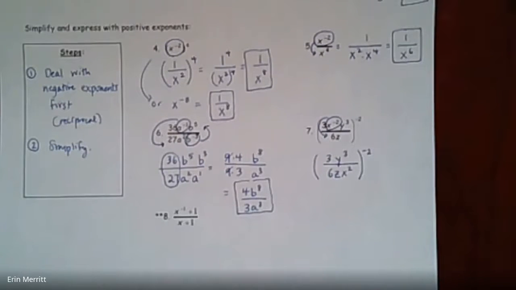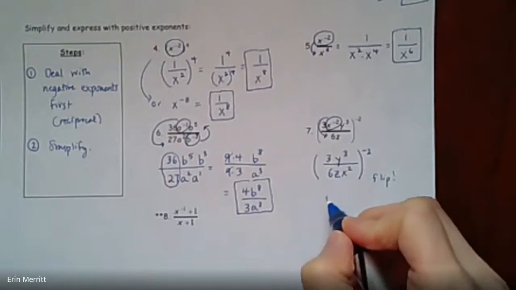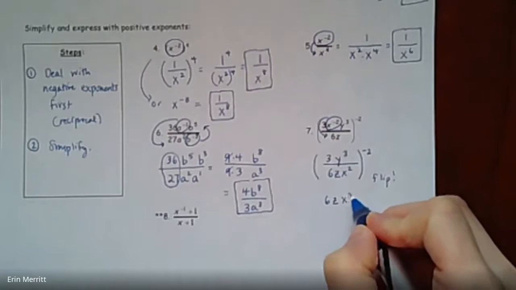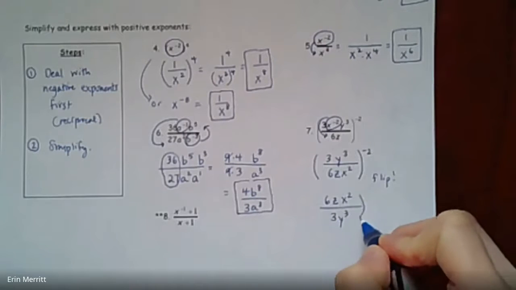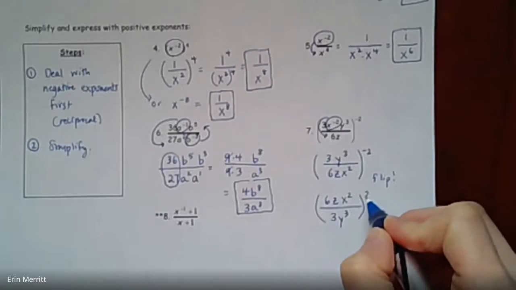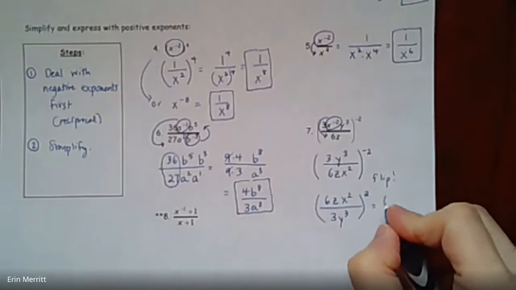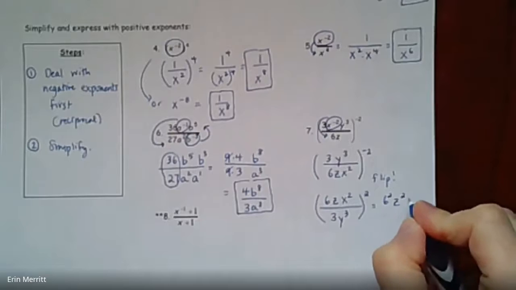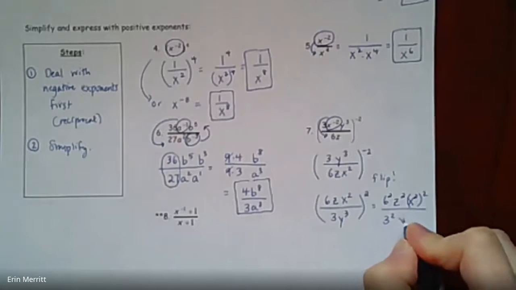Now I'm going to deal with the negative on the outside. I'm going to flip the whole thing over. So that 6z x squared comes into the numerator. 3y cubed goes to the denominator. And now I can raise it to the positive second power. All right, now we got to square the heck out of everything. So 6 squared z squared x squared squared, and then over 3 squared, and then y cubed squared.